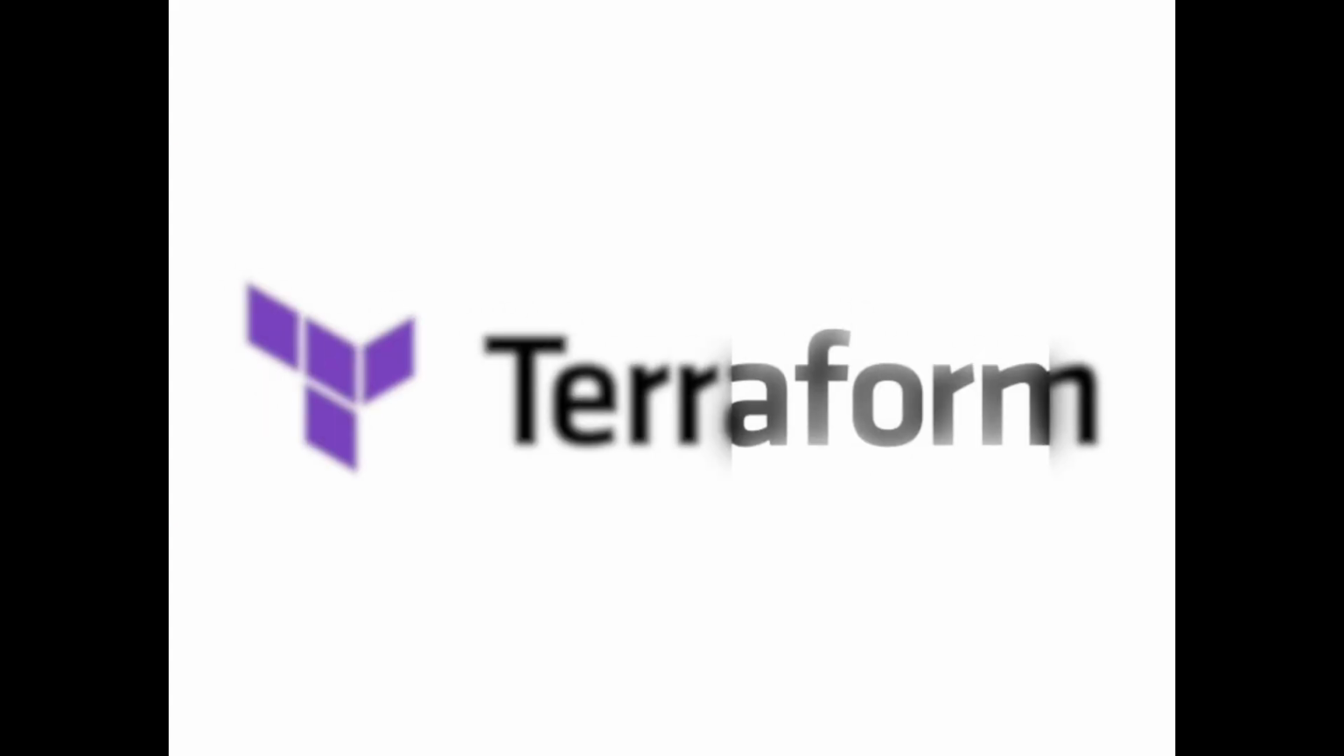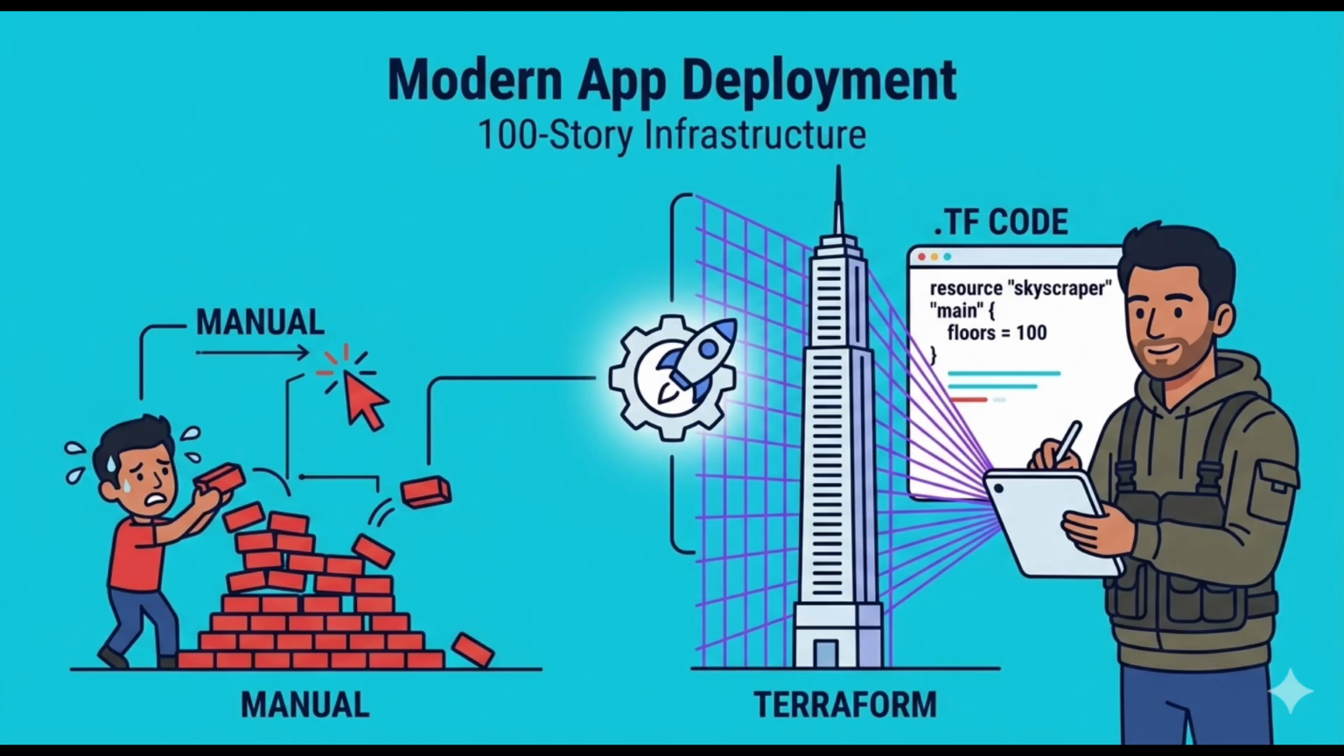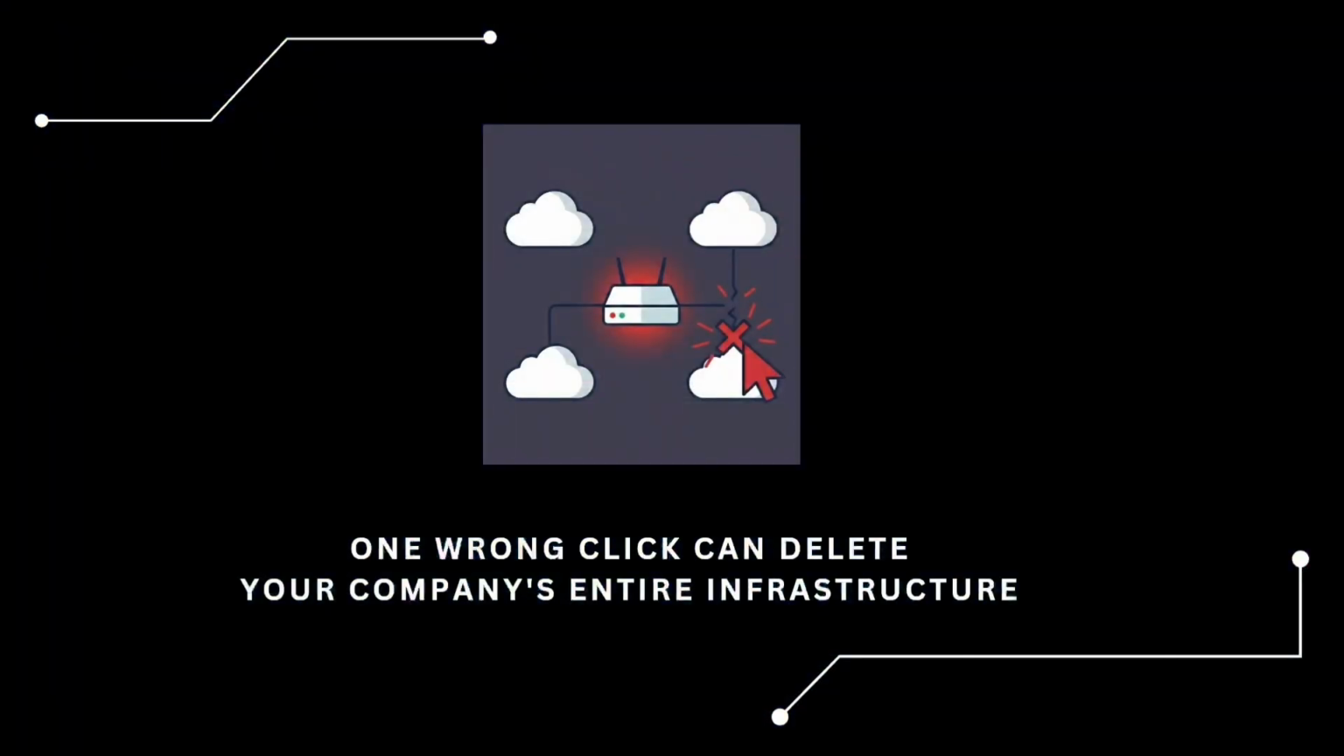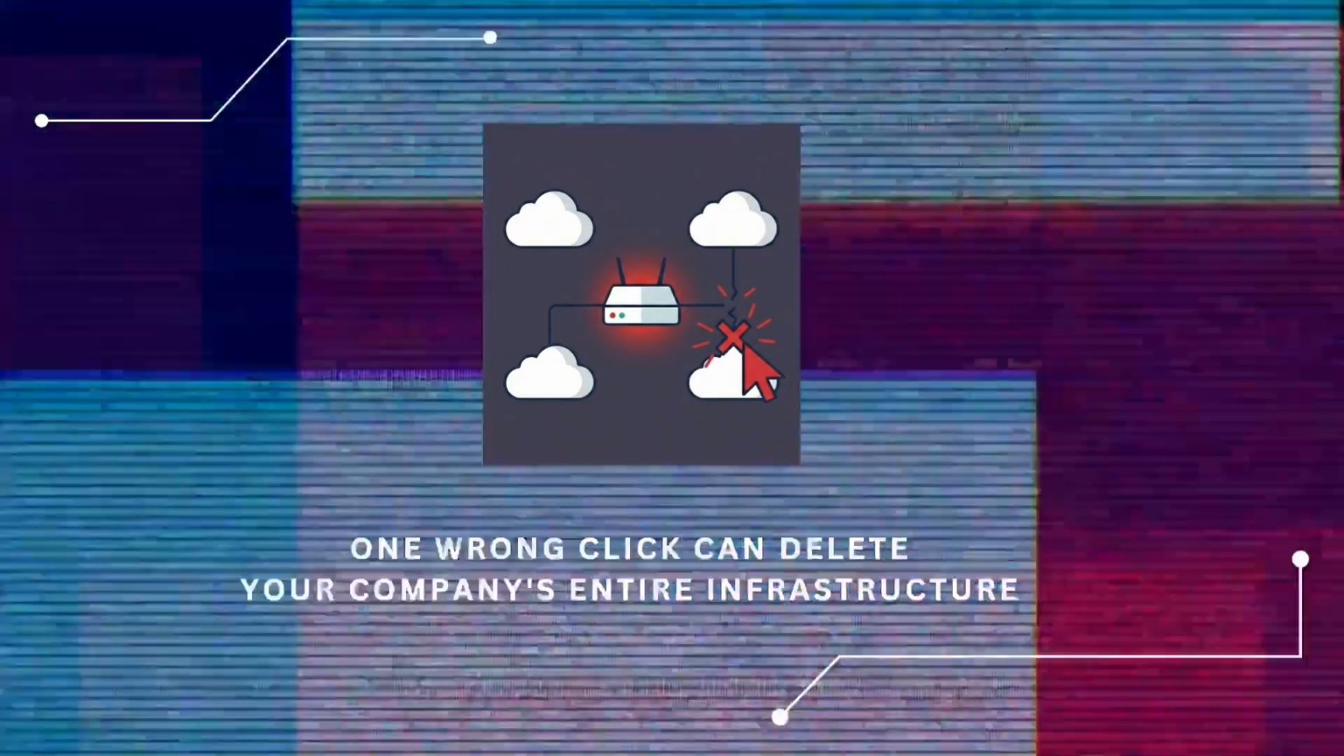Building a modern app without Terraform is like trying to build a 100-story skyscraper by manually stacking bricks with your bare hands. You click around the AWS console to set up a server, move over to Azure for a database, and click 100 more buttons for security. One tiny mistake, one wrong click, and you accidentally delete your entire company's infrastructure.